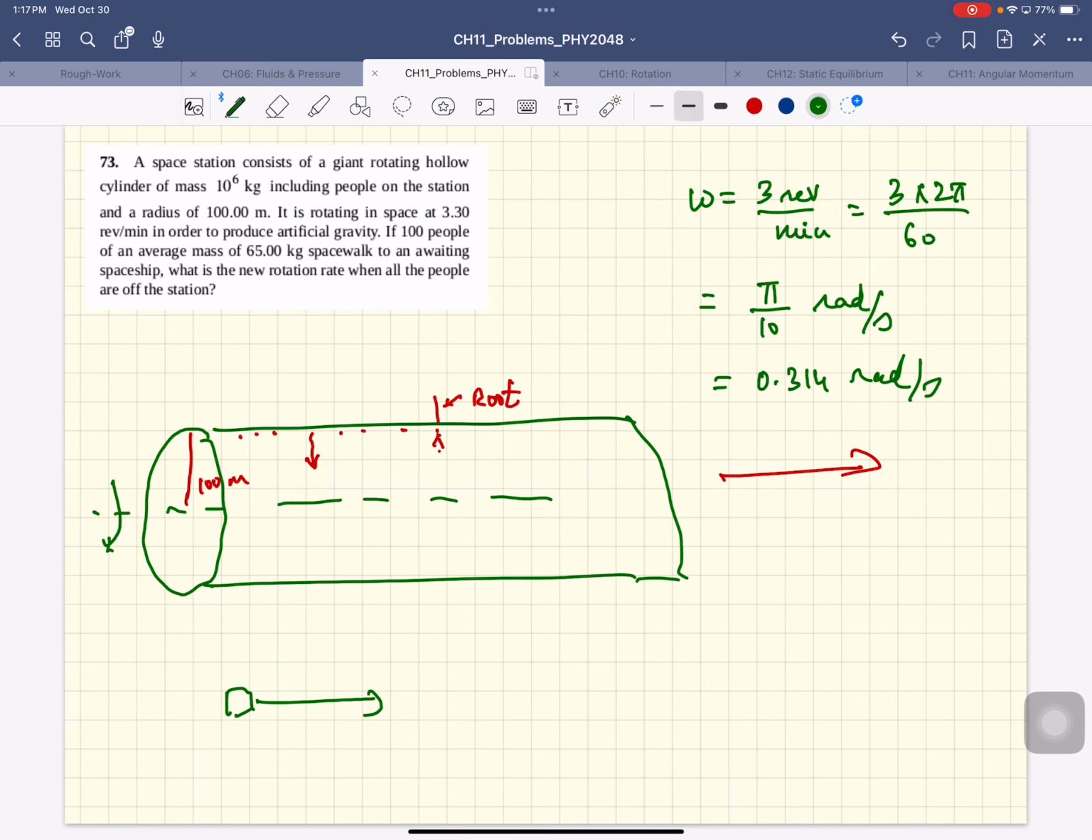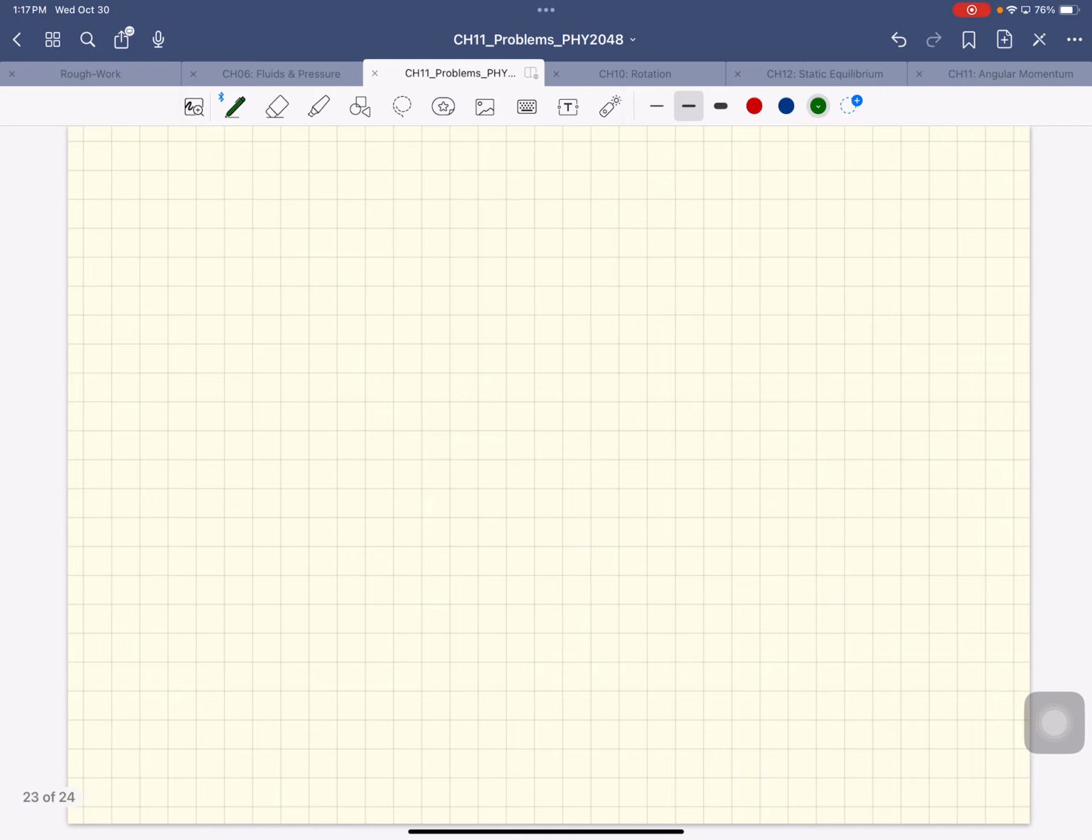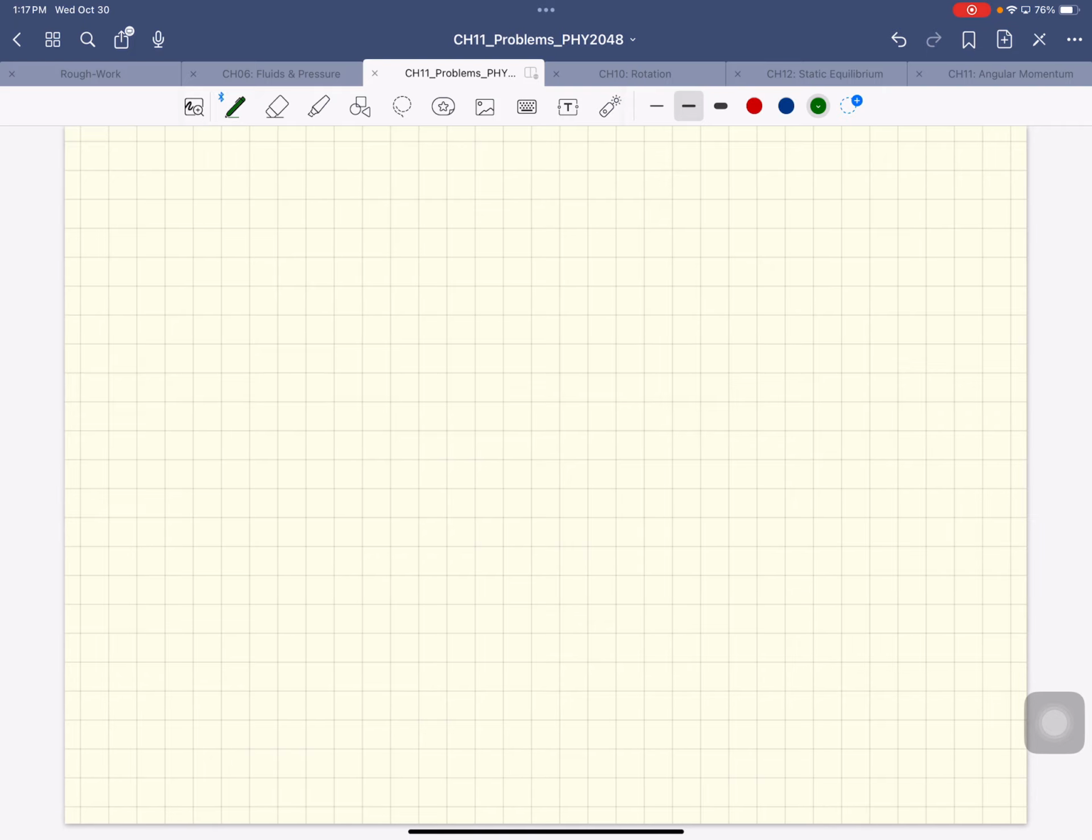So let me show you another picture. Let's say this is a merry-go-round, and the merry-go-round is rotating, and let's say you jump off the merry-go-round. What will happen to the spin rate of the merry-go-round? It'll spin faster, and so that's what will happen for the space station. So this is conservation of angular momentum. This is like a collision problem.